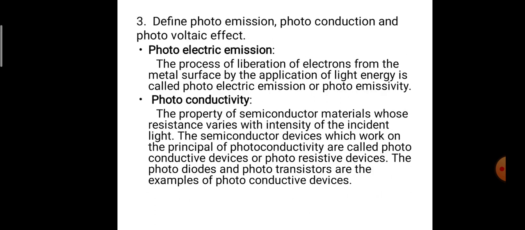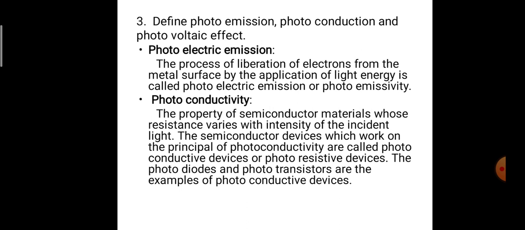Third question: define photoemission, photoconduction and photovoltaic effect. Photoelectric emission: the process of liberation of electrons from the metal surface by the application of light energy is called photoelectric emission or photoemissivity.